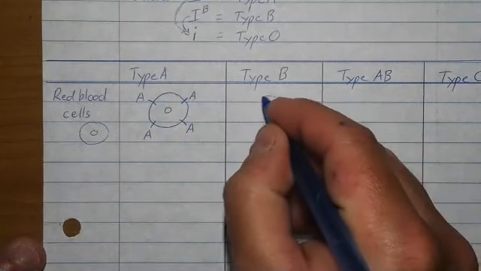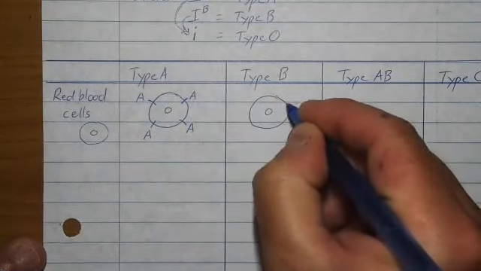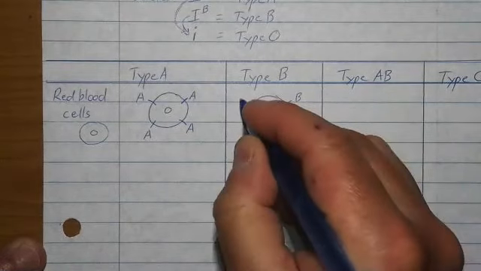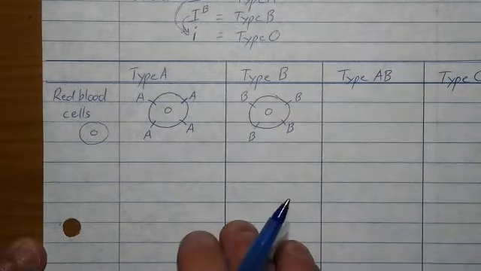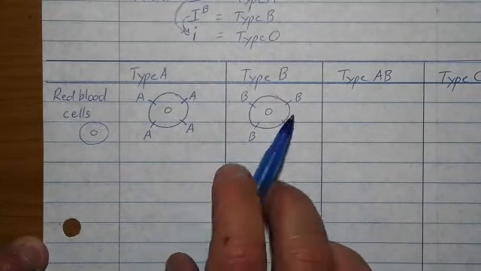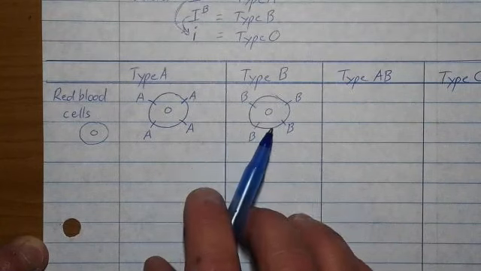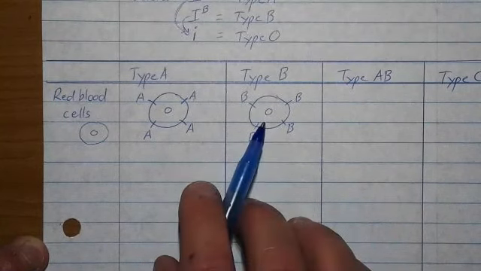If you have type B blood, your red blood cells have little B's sticking off of them. They're not actually B's, they're proteins, but we'll just keep it simple. So if you've got a B on the outside, you're cool, you can be here. But if you don't have a B on the outside, you're not cool, you can't be here, and your immune system will attack it and kill it.